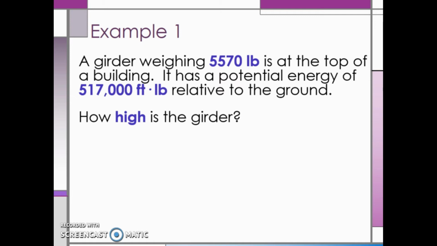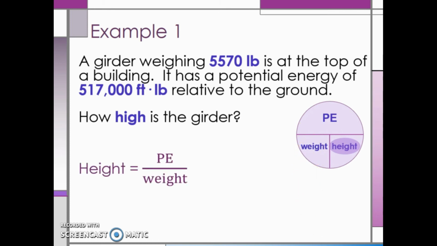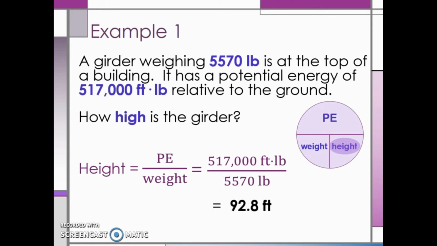First, let's take a look at our equation circle. We are solving for height, so when we cover up height, we see that we are left with potential energy divided by weight. Our potential energy is 517,000 foot-pounds, and the weight is 5,570 pounds. Therefore, the height of the girder above the ground is 92.8 feet. In the next video, we will take a look at another type of energy, kinetic energy.